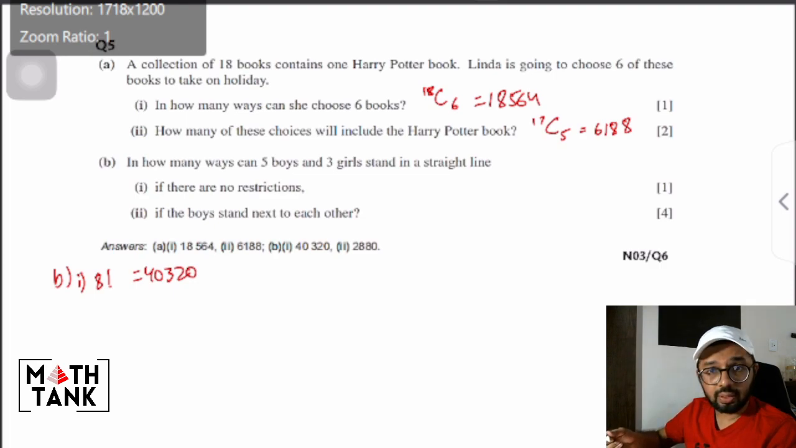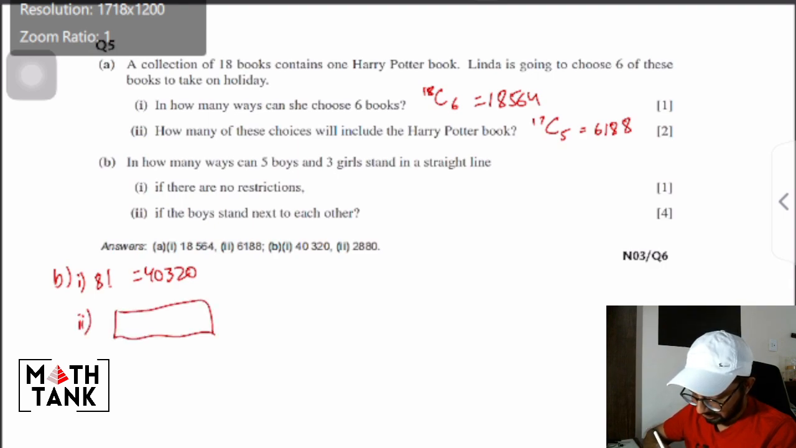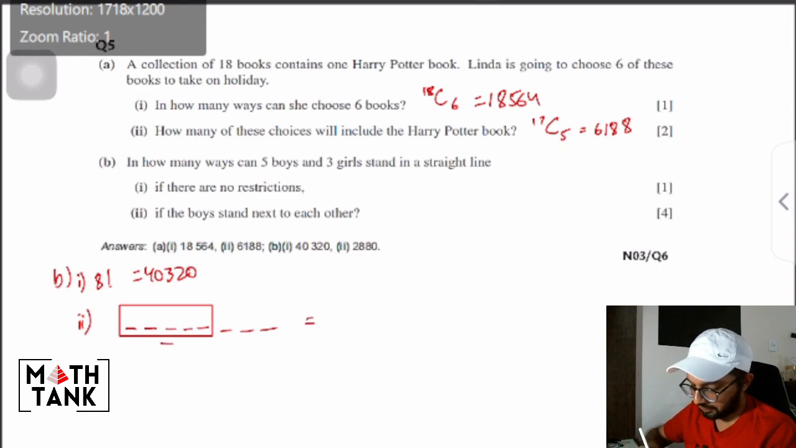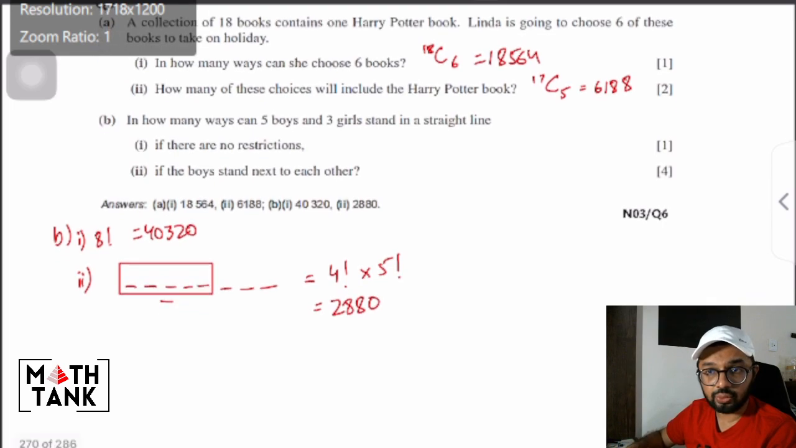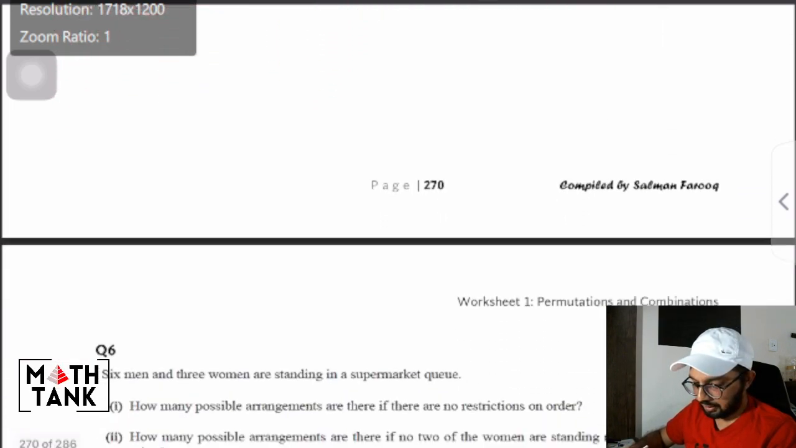If the boys stand next to each other, I need to put them in a box. This box should have the 5 boys, and 3 girls outside. The box becomes a single dash, so I have 3 girls outside and the box: 4 factorial. Then I go inside the box, that's another 5 factorial. So 4 factorial into 5 factorial gives me 2880. Fairly simple, I think. That's November 2003, question 6. Let's quickly move on.